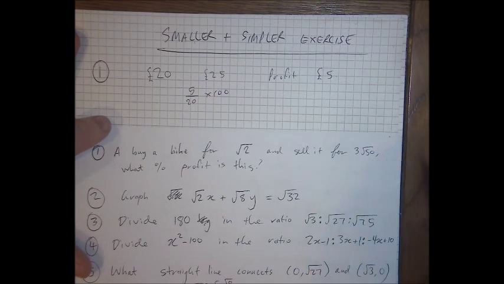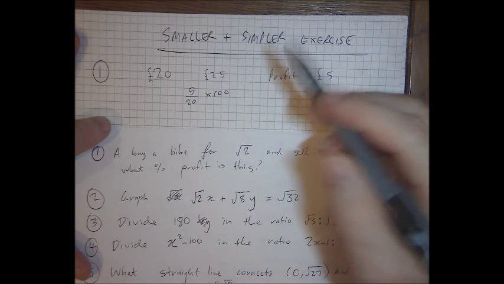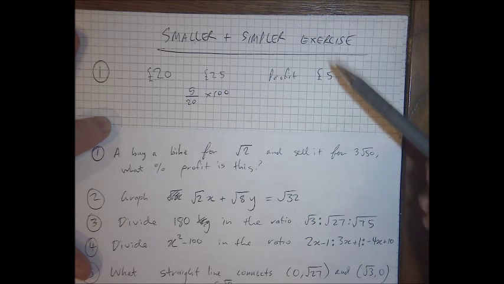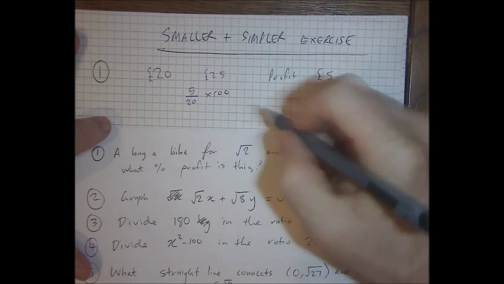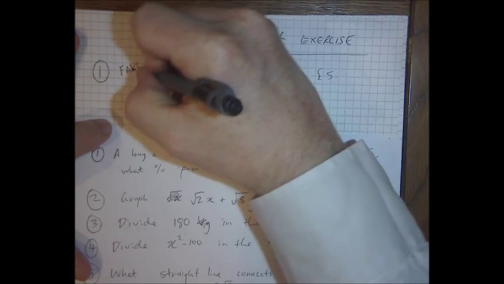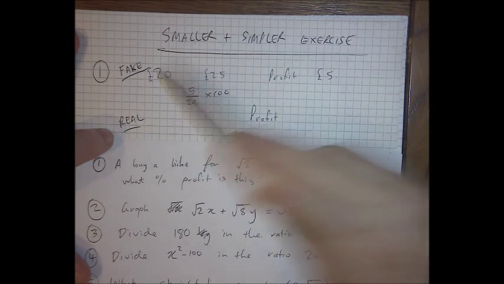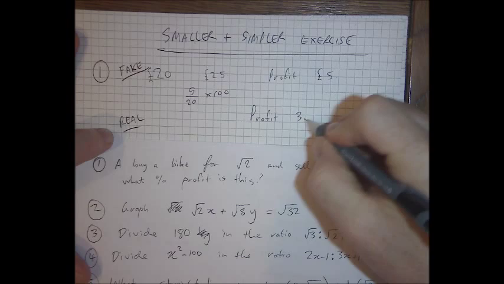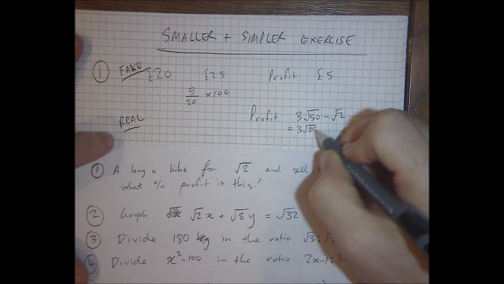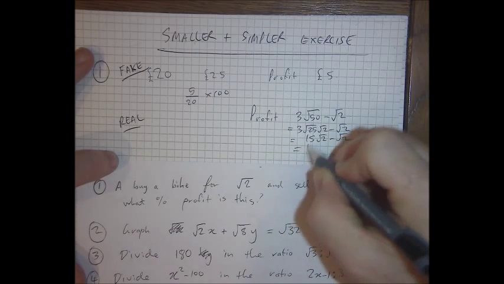So all I have to do is the same thing, just instead of the 20, I have root 2. Instead of the 25, I have 3 root 50. The 5 came from 25 minus 20. So for me, the profit, so this is the fake question. This is the real one. If the profit came from 25 minus 20, the actual profit will come from 3 root 50 minus root 2, which is 3 root 25 root 2, which is 15 root 2 minus root 2, which is 14 root 2.